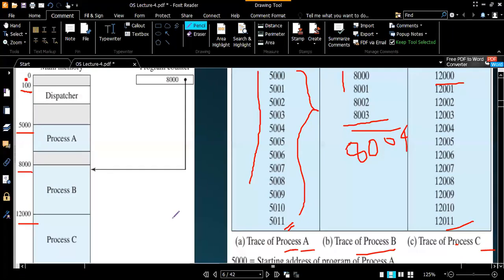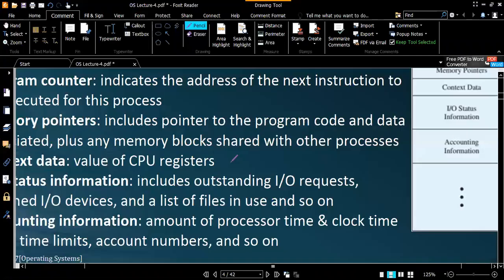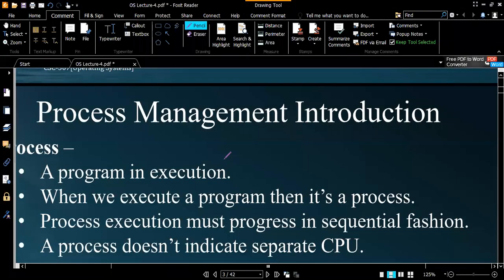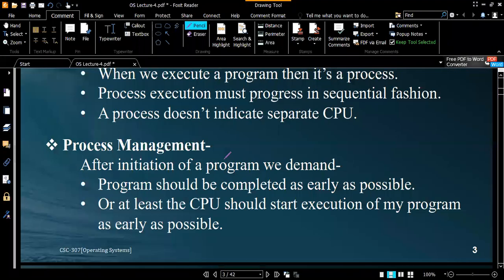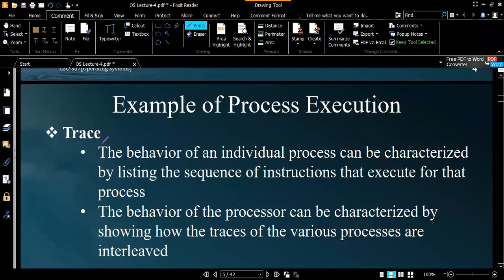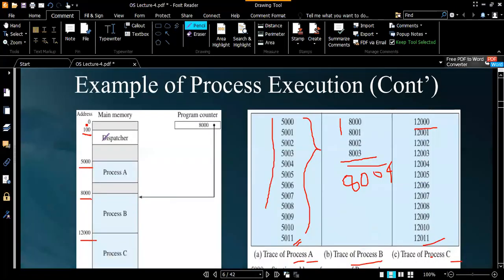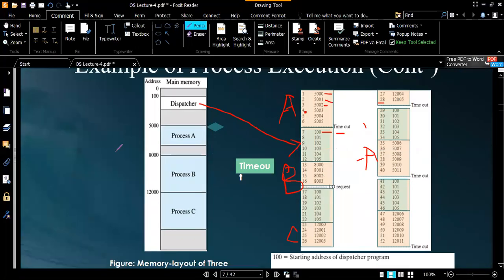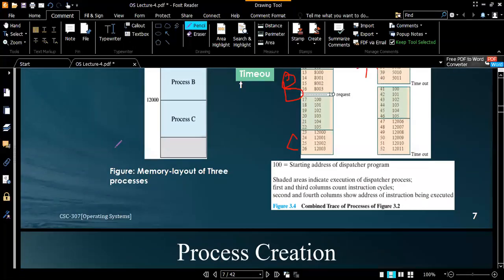So I hope I made this topic clear, but now I will pause for 1 minute, and if you have any confusion you can ask, like, sir, I didn't understand what is process. So the questions we have covered so far: what is a process, what are the process elements. Okay, we have talked about different elements, we have talked about trace, and we talked about the dispatcher and how these two work. So up to slide number 7, do you guys have any confusion? So I will pause for 2 minutes.